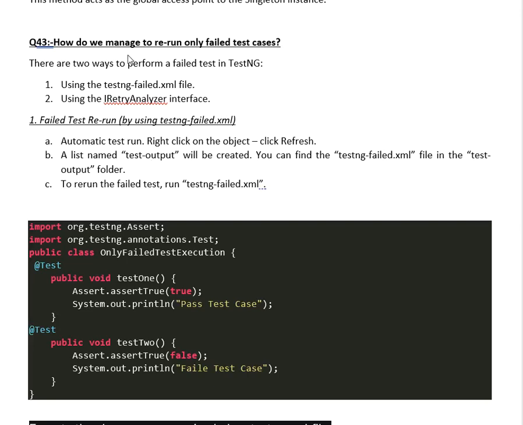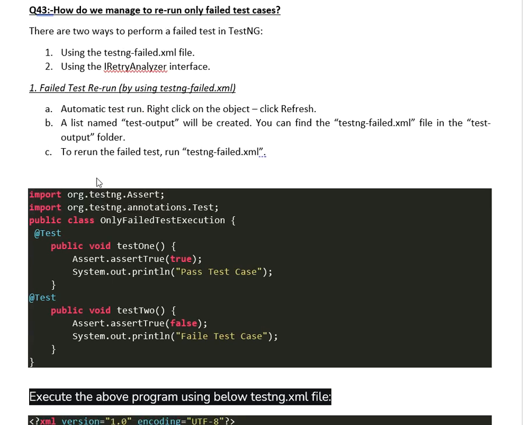Now the next question is, how do we rerun only failed test cases in Selenium? In this question we have to define how you will run only the failed test cases. There are two ways to run the failed test cases in TestNG. First is using the testng-failed.xml file, and the other is using the IRetryAnalyzer interface.